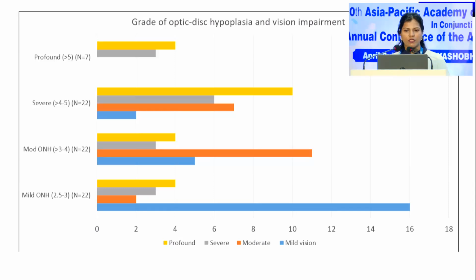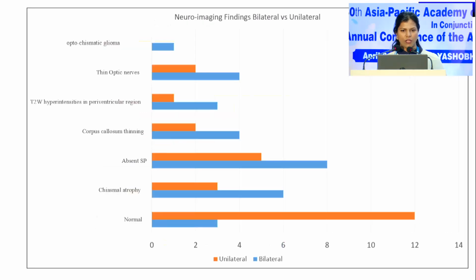When we graded patients and tried to do the correlation analysis based on vision impairment, like in this graph, you can see that the x-axis is showing vision loss: mild, moderate, severe and profound, while on the y-axis, we have graded the optic nerve hypoplasia as mild, moderate, severe and profound. We can see there is a significant deterioration in the vision loss in bilateral optic nerve hypoplasia.